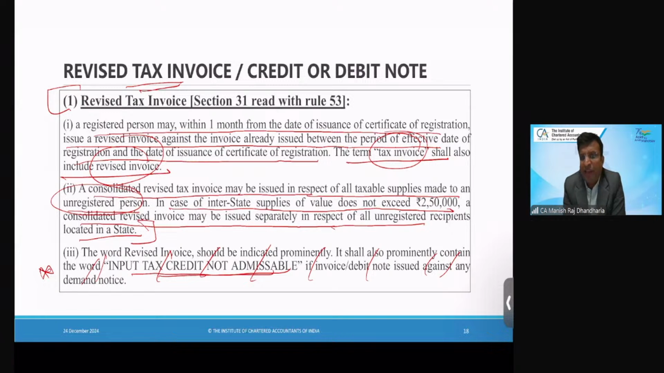If a person didn't apply for registration within 1 month, and after 2 months registration is done, then sir, will the revised notice still be from the effective date? Yes. Someone is asking, we became liable for registration on 25 September, but I didn't apply for registration for 2 months. After 2 months I applied for registration, then also the revised invoice concept will be applicable for you. You have to pay taxes, you have to issue a revised invoice.